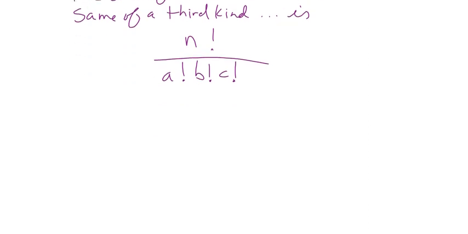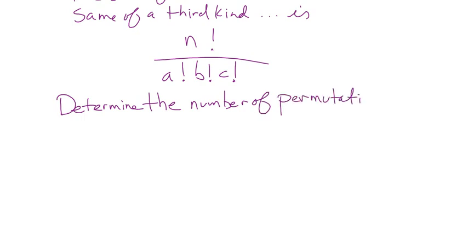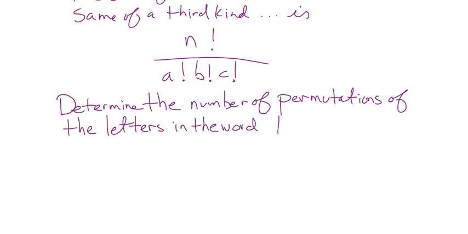All right, so let me slide this up. Determine the number of permutations of the letters in the word mathematics. So yesterday we did oranges, right? But in oranges they're all different. In mathematics, they're not all different. So first step, how many letters are there in the word mathematics? 11. Okay. So we put down 11 factorial.